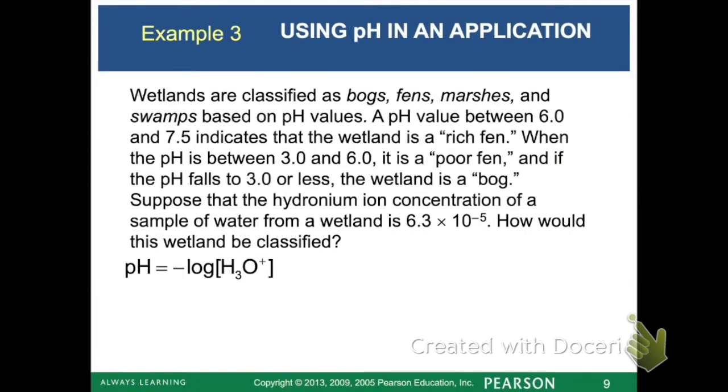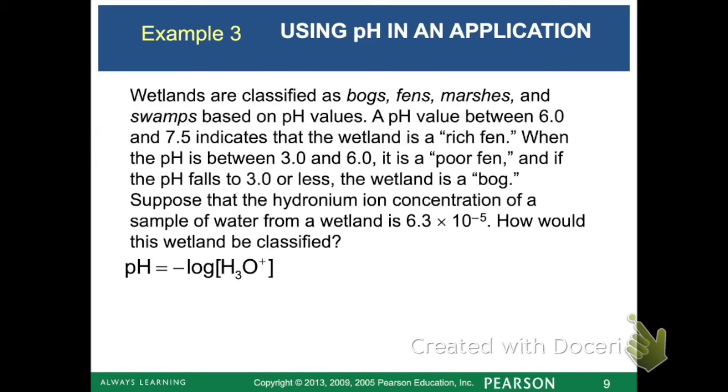Example 3. Wetlands are classified as bogs, fens, marshes, and swamps based on their pH level. A pH value between 6 and 7.5 indicates that the wetland is a rich fen. When the pH is between 3 and 6, it's a poor fen. And if the pH falls to 3 or less, then the wetland is a bog. Suppose that the hydronium concentration of a sample of water from a wetland is 6.3 times 10 to the negative 5. How would this wetland be classified?